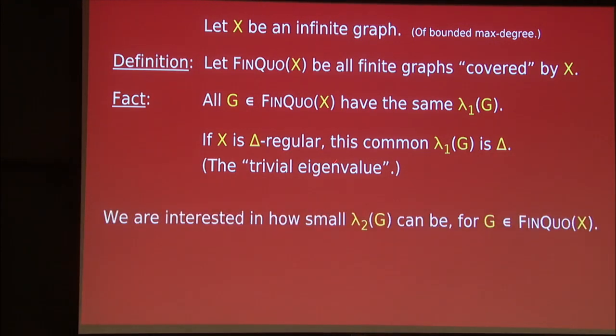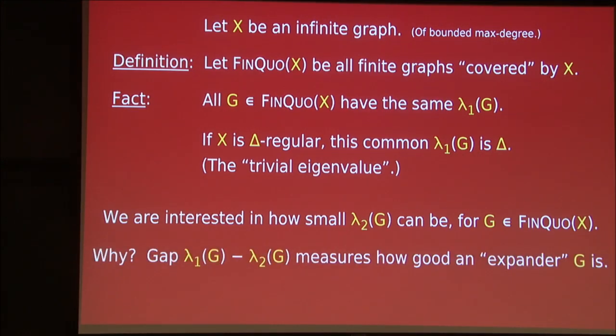So what we're going to be interested in is not lambda 1, but how small lambda 2 can be, lambda 2 of G, among all the finite graphs G, the finite quotients of a fixed big X. And why are we interested in lambda 2? Well, there's a certain sense in which the gap, how far lambda 2 of G is from lambda 1 of G, measures how good an expander graph G is. So we'll just take that as our motivation and decide we want to study the second eigenvalue.